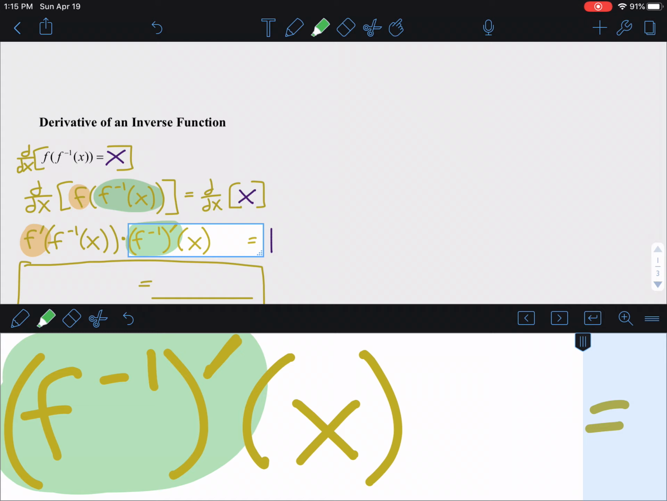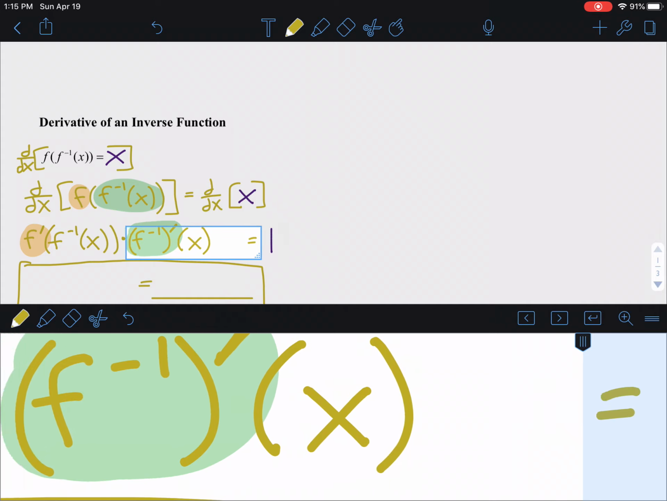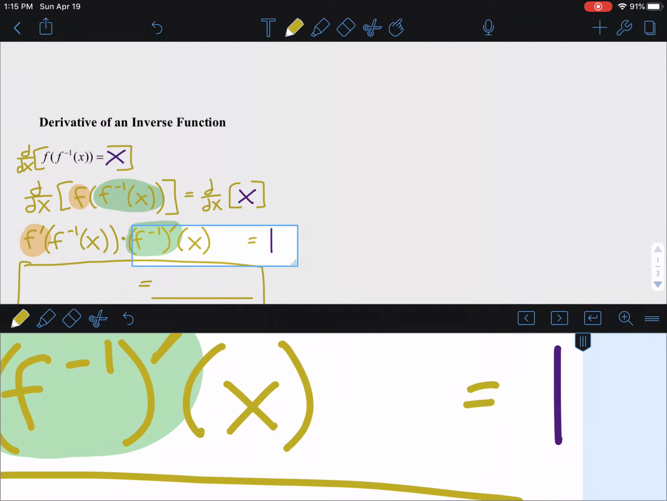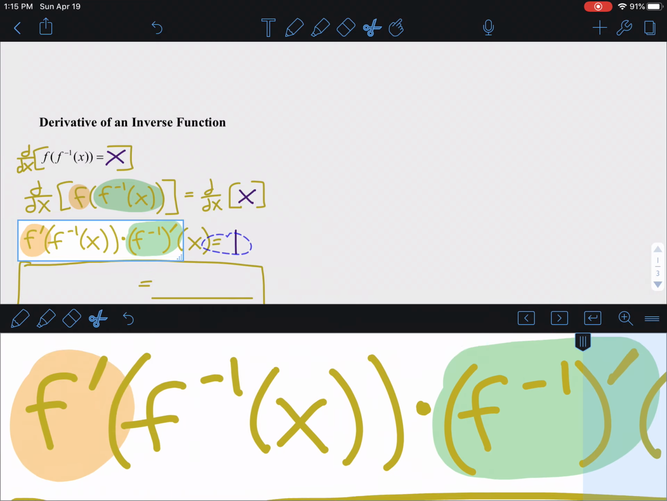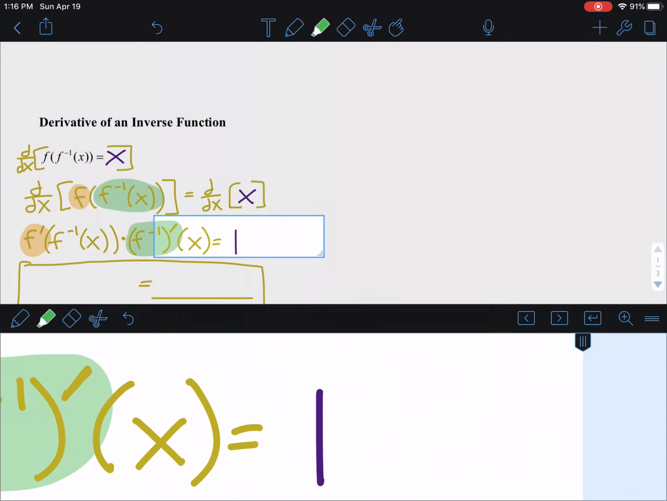So this last parentheses x here is not multiplication, right? That's not what's going on here. This is supposed to be f inverse prime of x. F inverse prime is the name of the function, and x is the input for that function, okay? And this product, this chain rule here, is going to all equal 1.